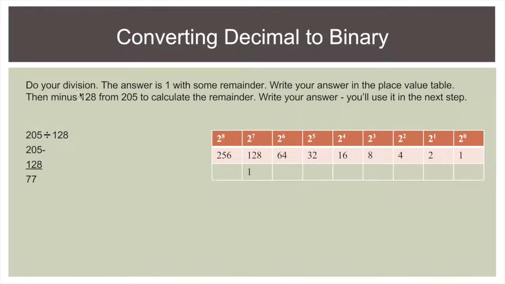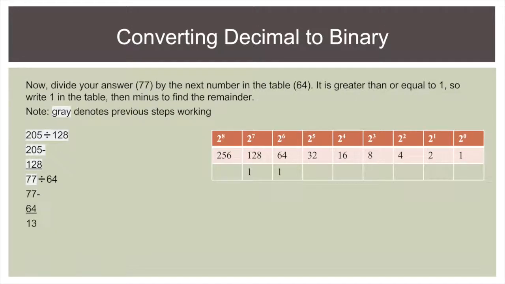And so then we do our division. The answer is 1 with some remainder. Write your answer in the place value table. Then minus 128 from 205, calculate the remainder. So 205 divided by 128 is 1 something, and then we use minus to work out the remainder. So 205 minus 128 equals 77. And that's the number we're going to work with in the next step.